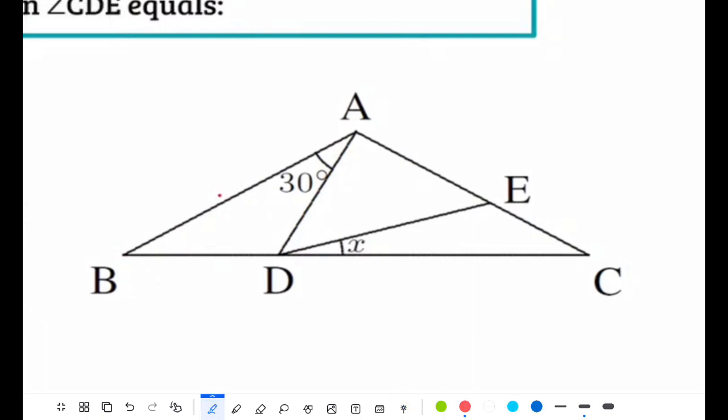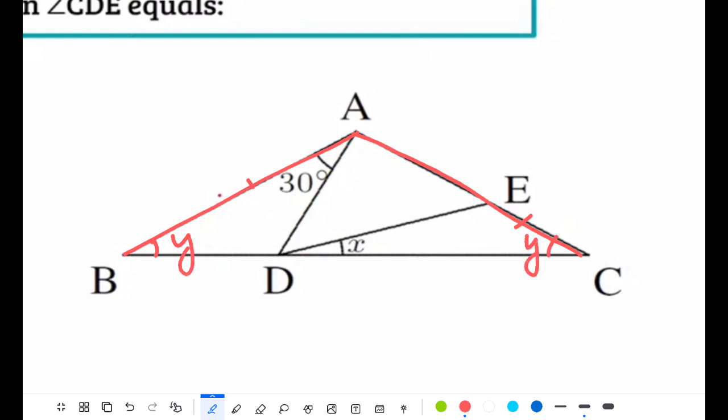If this is an isosceles triangle, this is equal to this. If this is equal to this, and I consider this angle to be x, then this angle would also be x. Property of isosceles triangle. Now, no, not x. X has already been asked. If I consider this y, this will also be y.